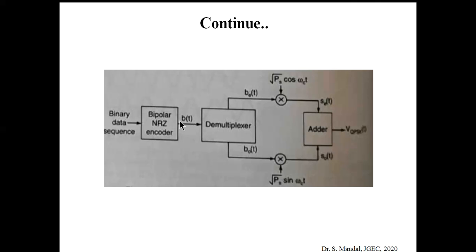Now this has been applied into the demultiplexer, or you can call it a bit splitter. The function of the bit splitter or demultiplexer is to separate the odd part and even part, or odd bit and even bit. The bits are incoming as serial, but the demultiplexer output is in parallel order. That means it has separated out the even part and odd part.